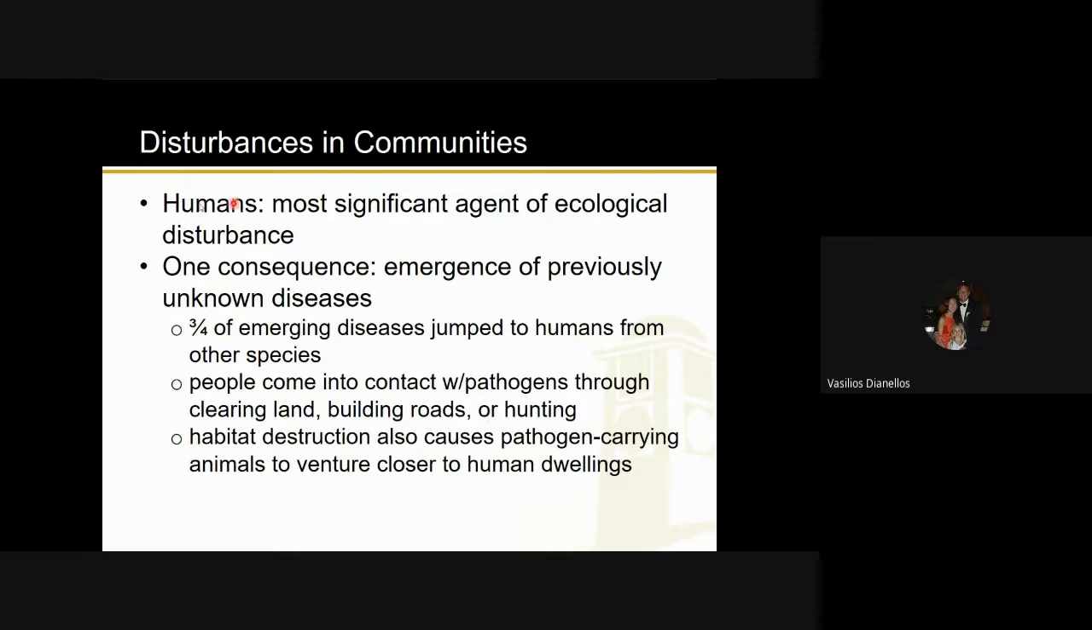And one consequence, there's many of them that we talk about in my other class, but one consequence of humans causing disturbances is the emergence of previously unknown diseases. And what a great bullet point this is. This was written before COVID-19 came out, but this is what we're living in right now. The prevailing hypothesis right now, I think, is that the virus that causes COVID-19 came from a wet market in China. And a wet market is basically where they sell a bunch of live wild animals to be consumed.